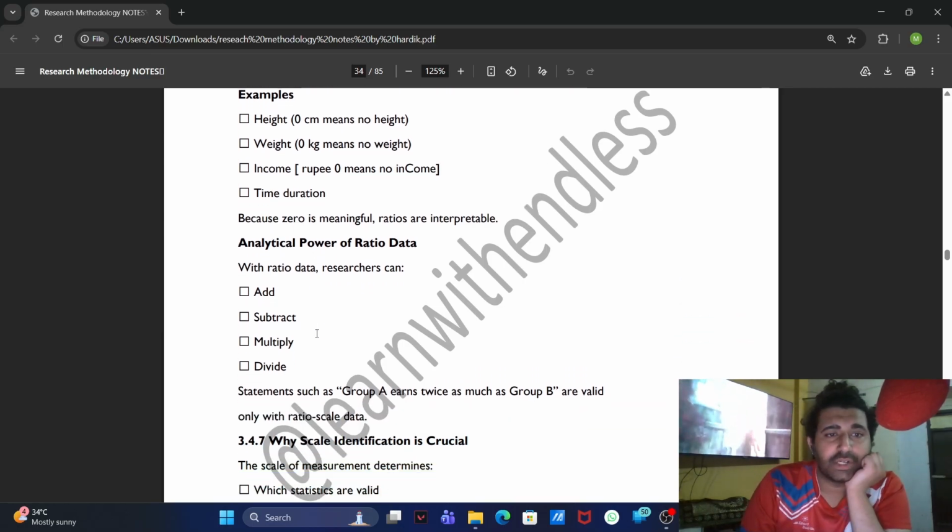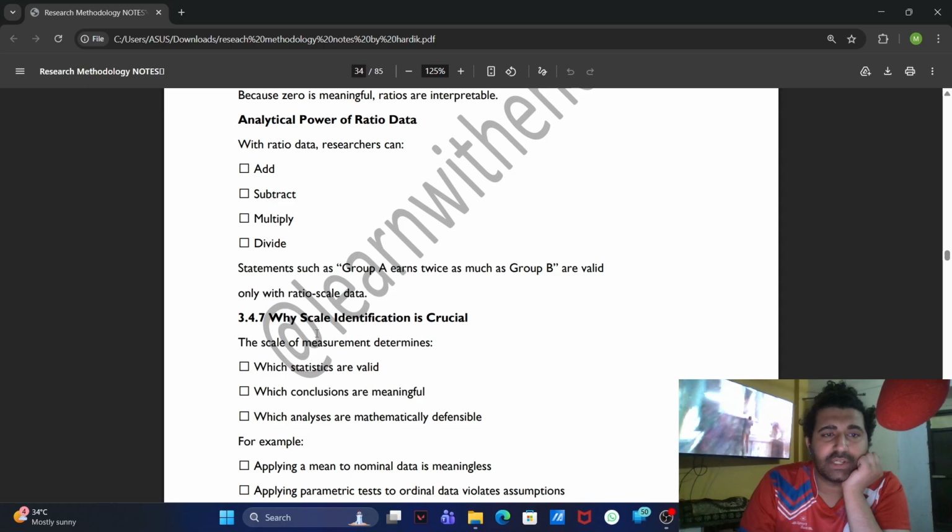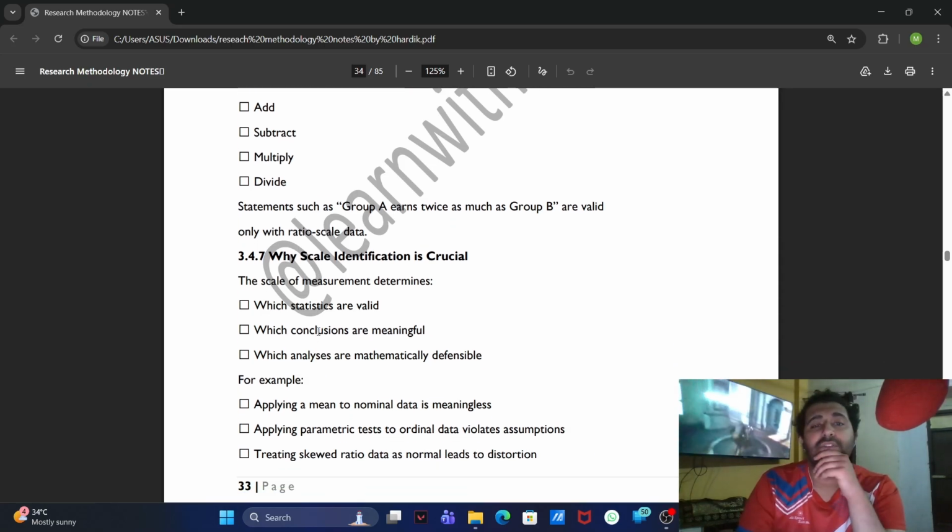Analytic power of ratio data. With ratio data, researchers can add, subtract, multiply, or divide. Statements such as group A earns twice as much as group B are valid only within ratio scale data.